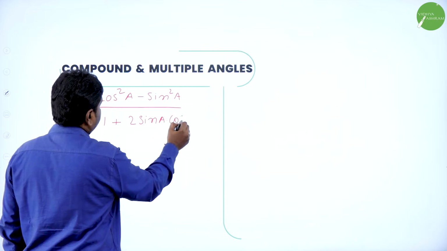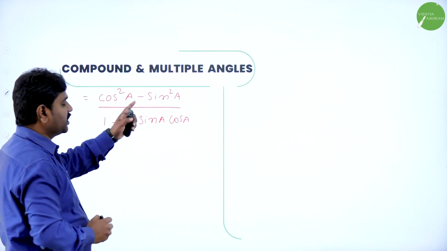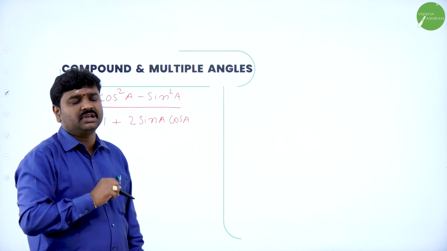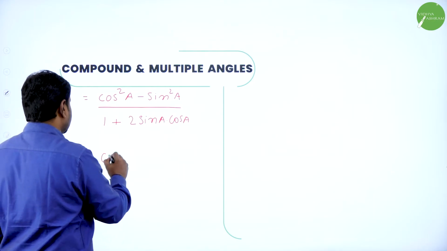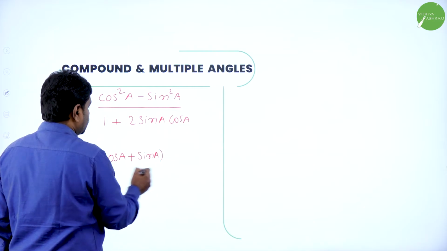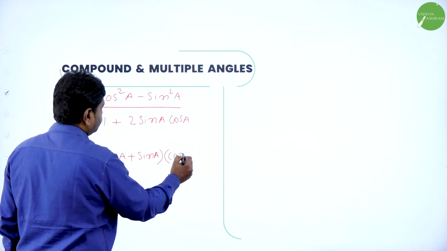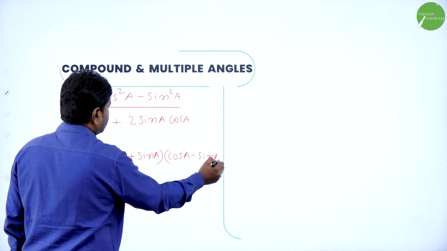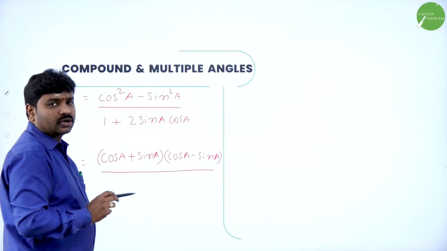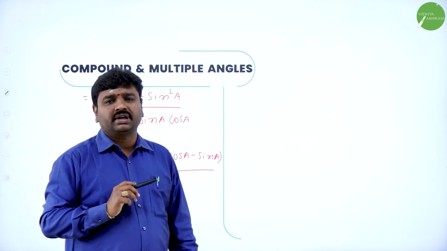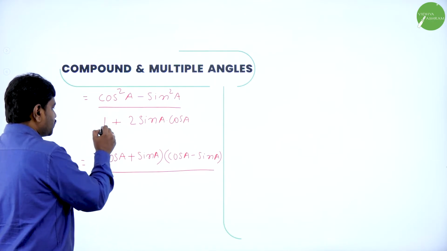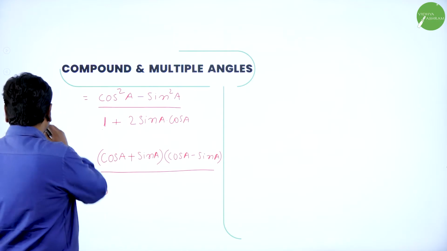Observe the numerator carefully. Numerator is in the form of a square minus b square. All of you know a square minus b square can be written as a plus b into a minus b. So cos square A minus sin square A, I can write as cos A plus sin A into cos A minus sin A. And again, in the denominator we have 2 sin A cos A, and this is 1. 1 can be written as cos square A plus sin square A, so that I can compile it.